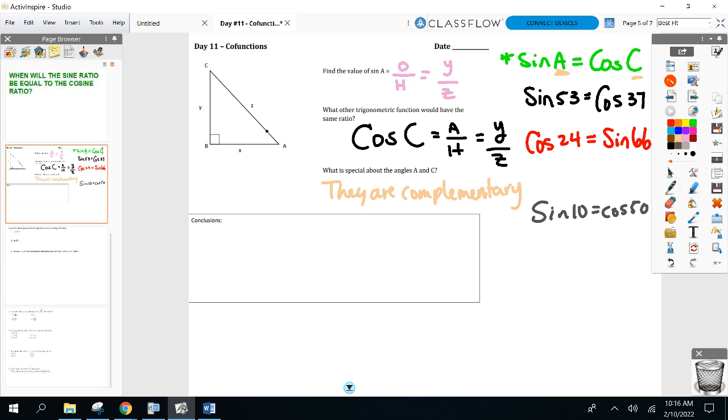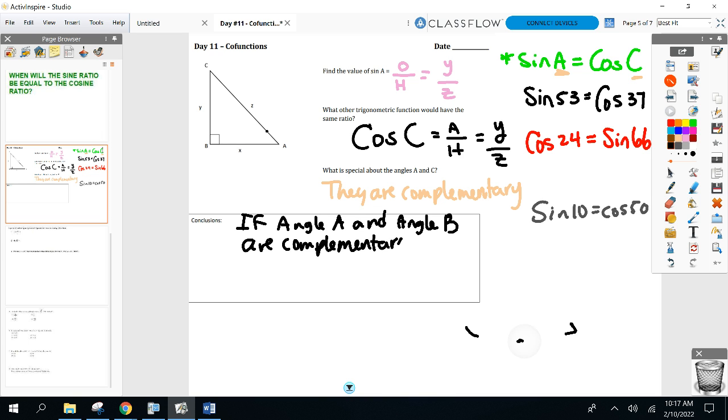All right, so let's write this officially here. If angle A and angle B are complementary, the sine of one angle, so we'll say the sine of A, is equal to the cosine of the other angle.